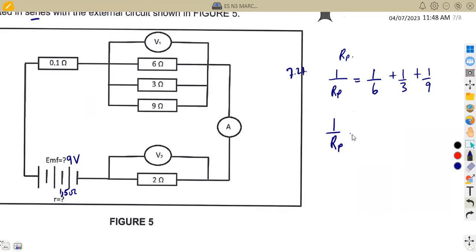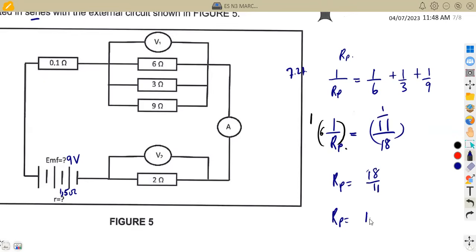So 1 over RP is going to be, if we add these, we are going to obtain 11 over 18 in this case. So to simplify RP, just interchange: 1 divided by this, we are going to have RP. So RP is equal to 18 over 11, which as a decimal is going to be 1.636 ohms. So this is for the parallel combination of these 3 resistors that we have. They are in parallel. So we have calculated the total for these 3 resistors.